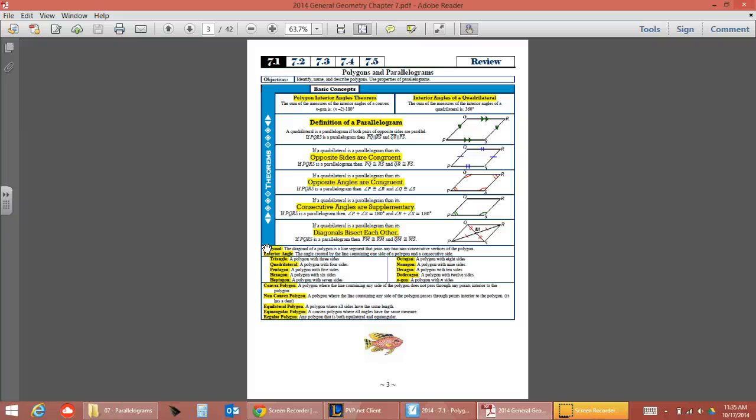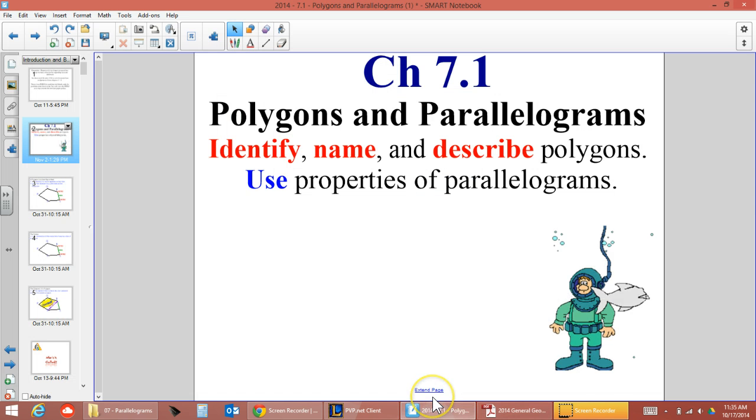Alright, so 7.1, this is what your first page of your note package should look like. I know there's an activity page, but ignore that for now. We're going to do that in class. So for 7.1, you should be looking at this page as we go through it, and then we'll go through the examples as well. Alright, so for 7.1, we're talking about polygons and parallelograms.